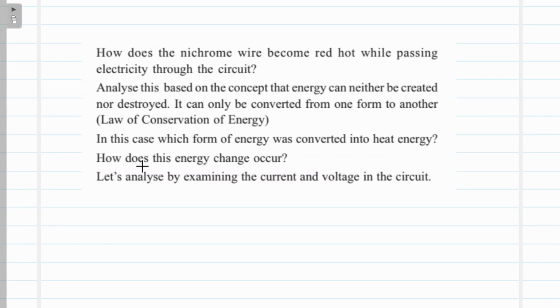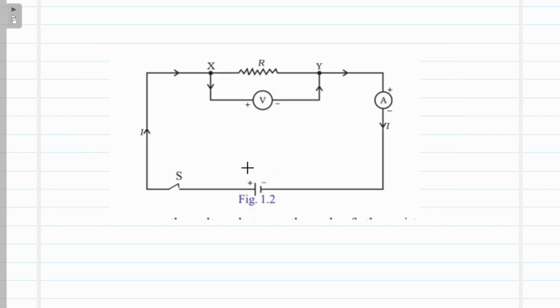So how does this energy change occur in that circuit? We have to examine it by the voltage and current in the circuit. I connect a voltmeter between the two ends of our nichrome wire: the positive end to one end of the nichrome wire and another to the other side of the circuit. And an ammeter is connected along with this.